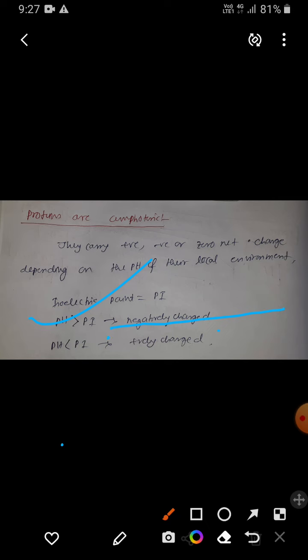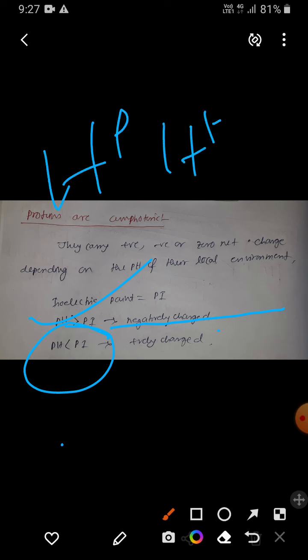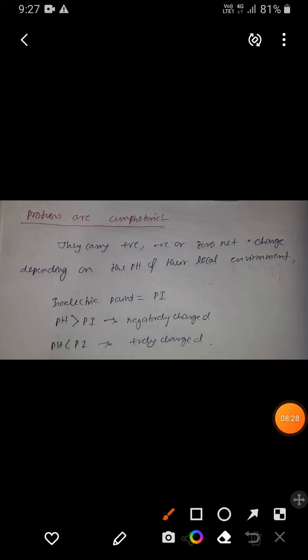On the other hand, pH less than pI means the environment is acidic. That means in the environment there are too much H plus ions, and in presence of too much H plus ion, the COO minus simply takes H plus and converts itself into COOH. So our entire molecule becomes positively charged. That is why when pH is less than pI, the molecule becomes positively charged, and that is why proteins are ampholytes, right? They become positively charged or negatively charged or zero net charge depending upon the pH of their local environment.